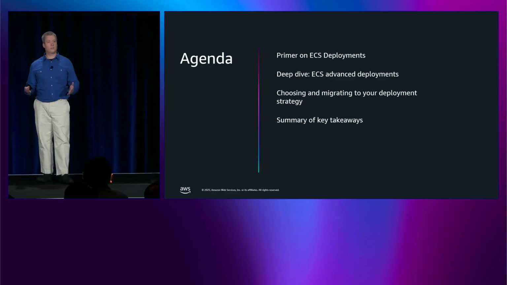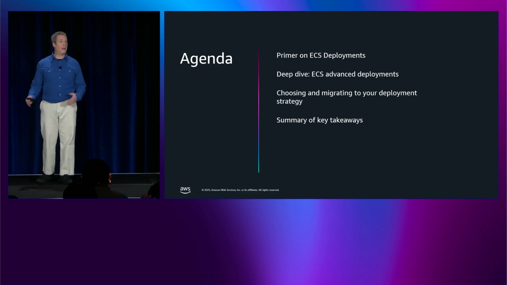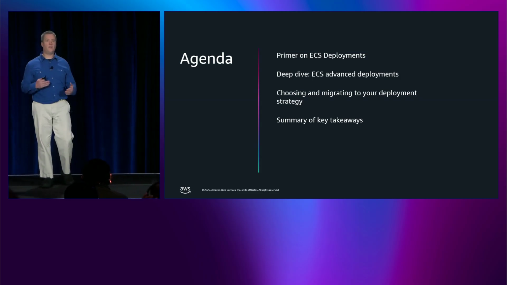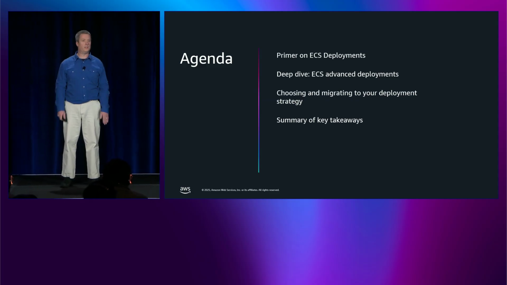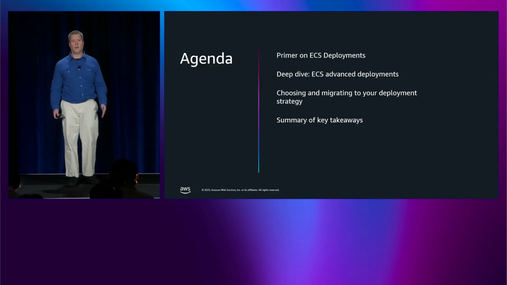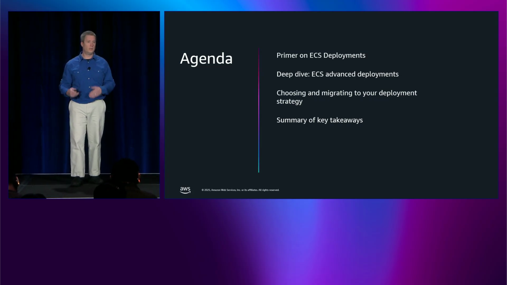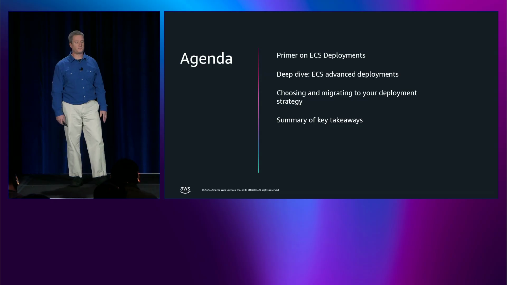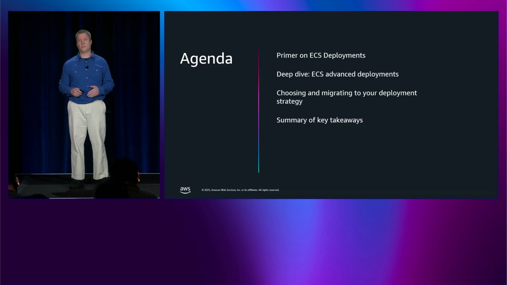Just a rundown of what we're going to go through today. First, we're going to talk through just a primer of ECS services and deployments. Mike is going to go through a deep dive on advanced deployment techniques, configuration, and what exactly we mean when we say advanced deployments. Finally, we're going to go through choosing and migrating between different deployment strategies, or to advanced deployments from rolling. Then we'll also cover some key takeaways and some other ways that you can finish and continue your learning process.